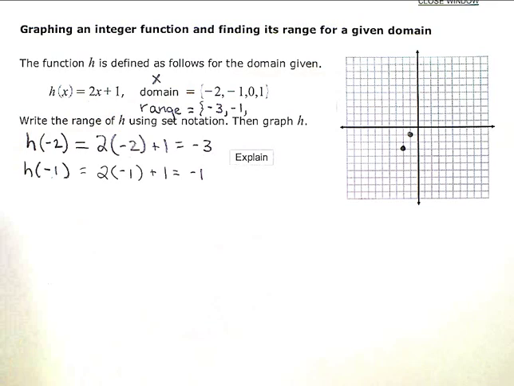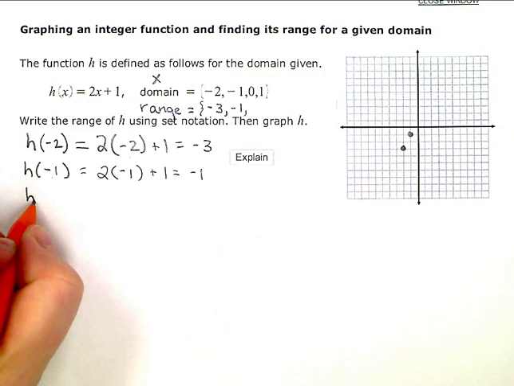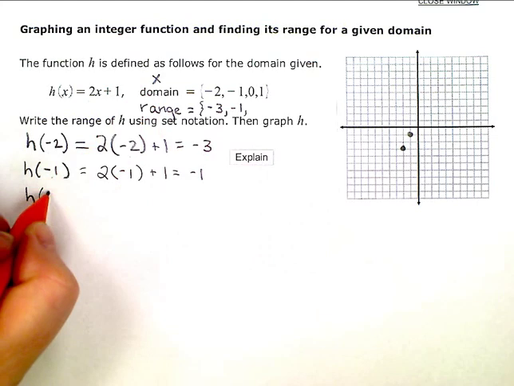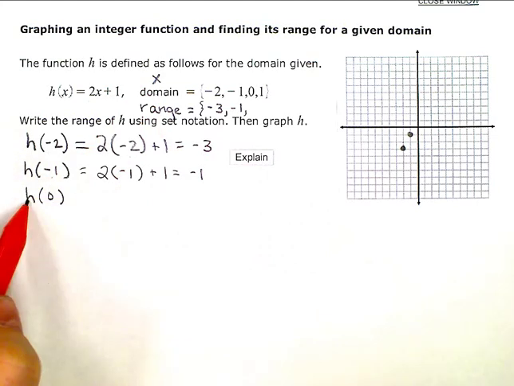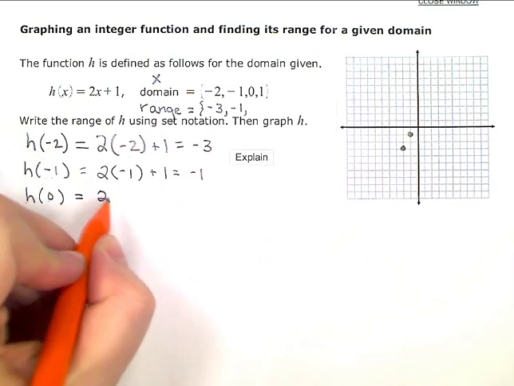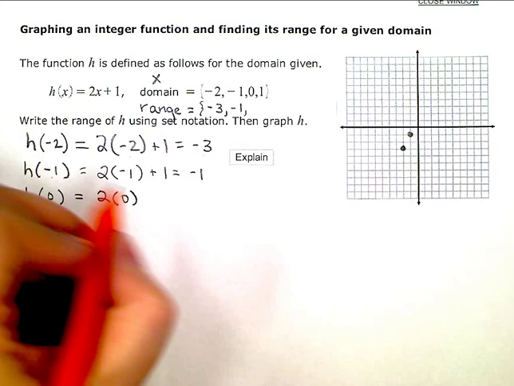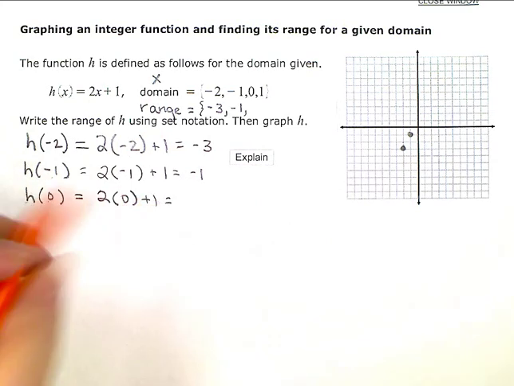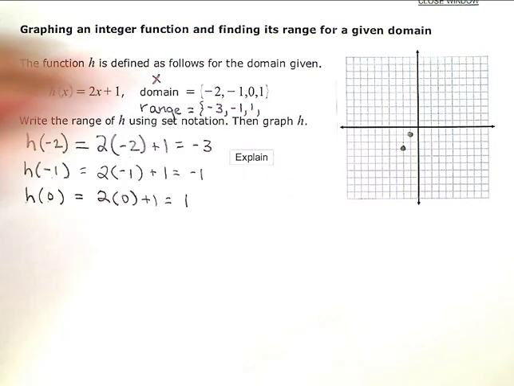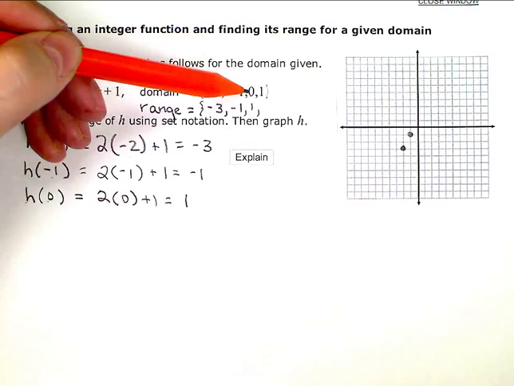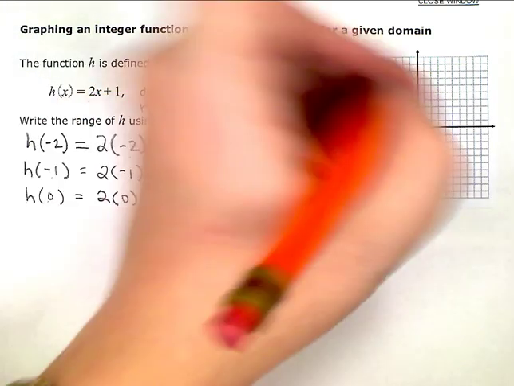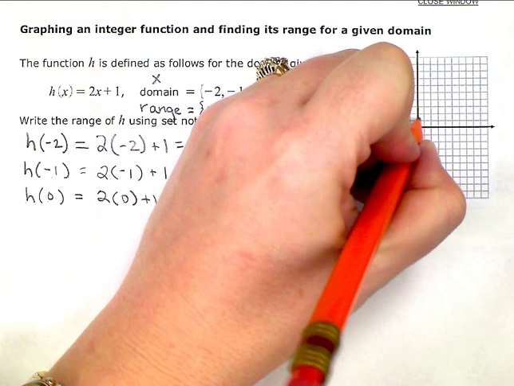Now I'm going to substitute in 0 as my input, my x value. So I want to evaluate the function at 0. Everywhere there's an x, I replace it with 0. So 2 times 0 is 0, plus 1 is 1. So when I input 0, I output 1 with my function. So I'm going to plot that point, 0, 1, right there.